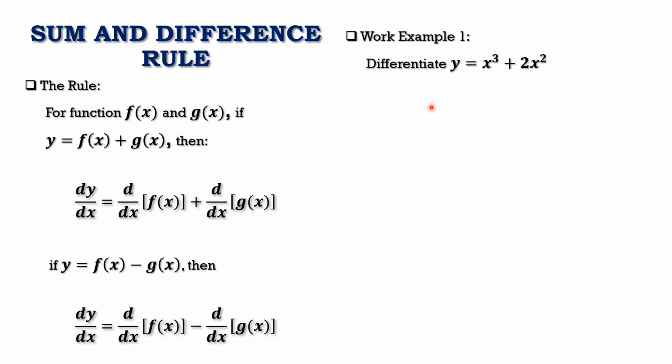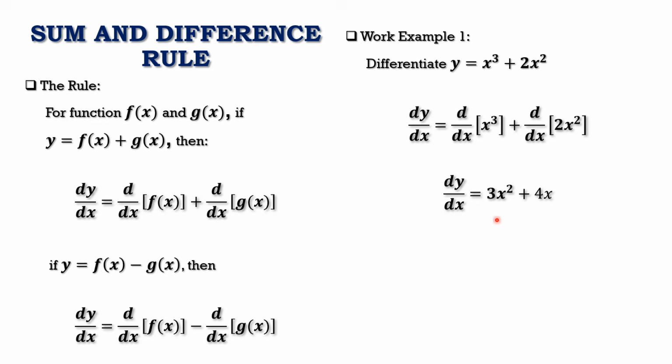So if I want to find dy dx, then my dy dx is differentiating x power 3, which will be 3x squared, and differentiating 2x squared, which will be 4x, as dy dx equal to the differentiation of x cubed plus the differentiation of 2x squared. And the end result will give us dy dx equal to 3x squared plus 4x.